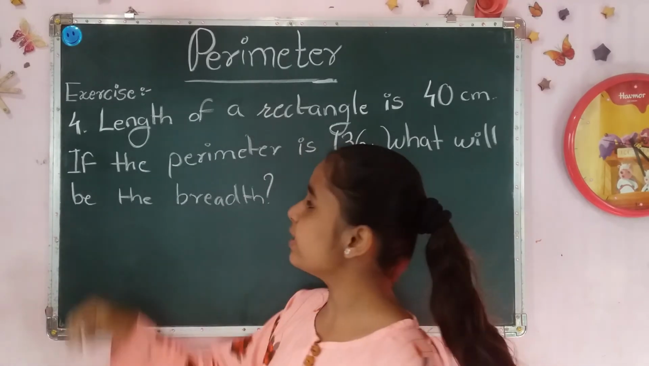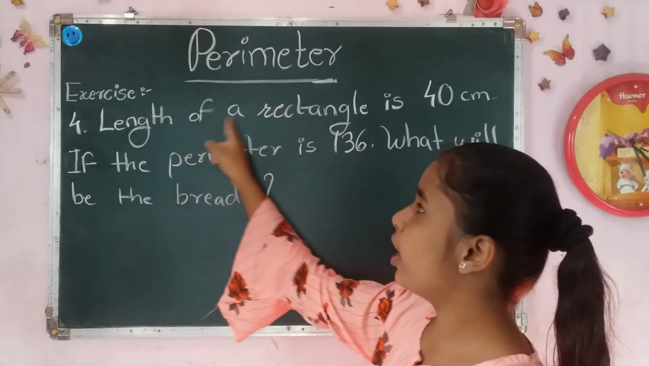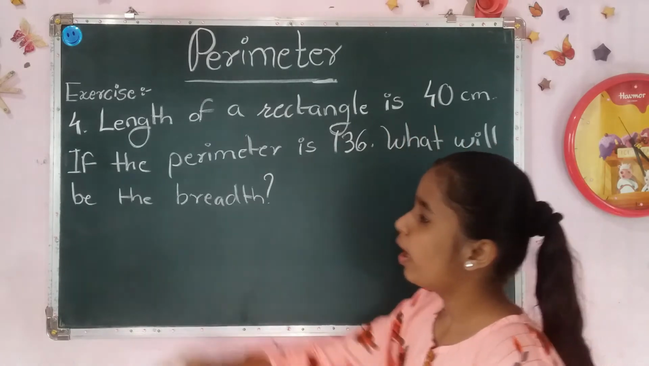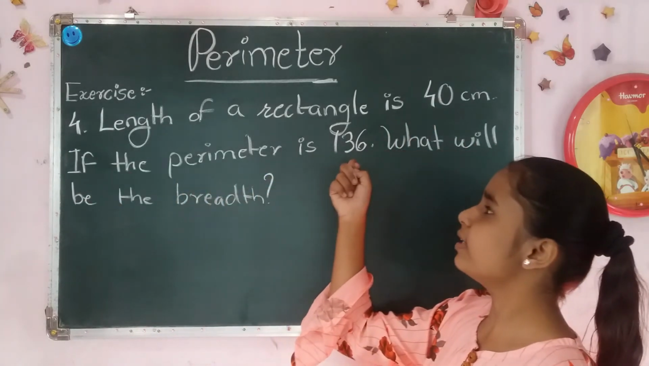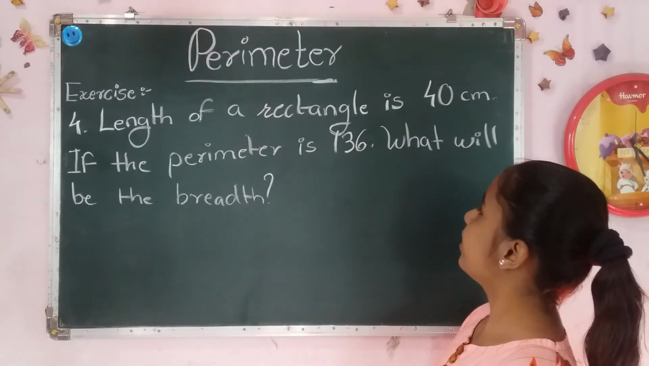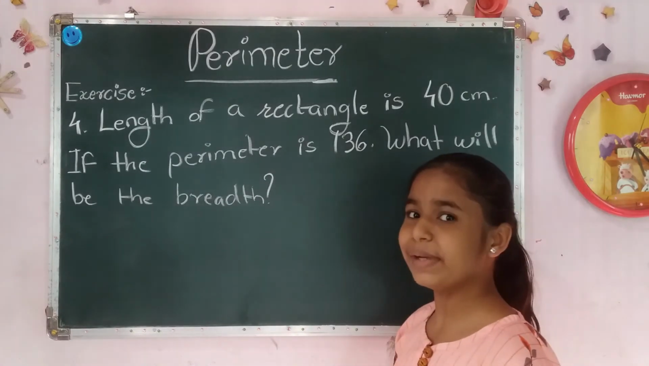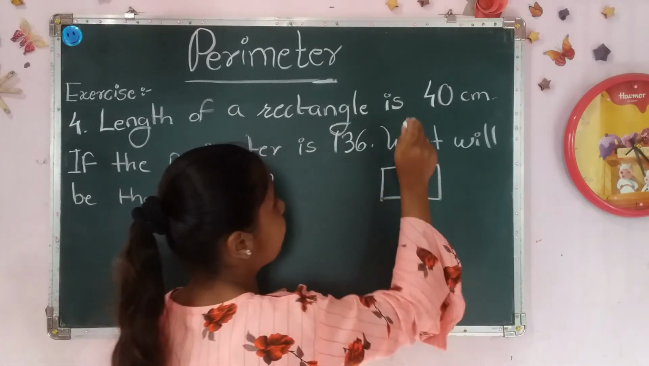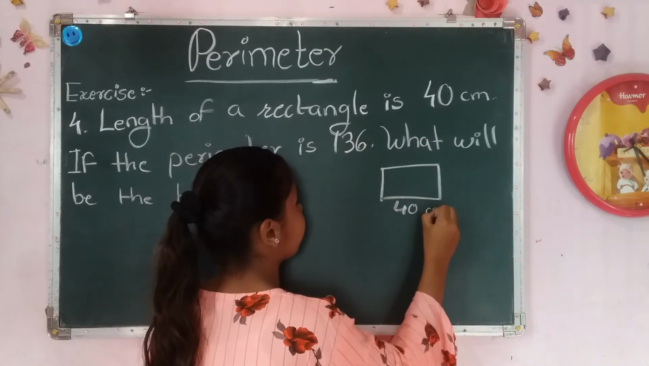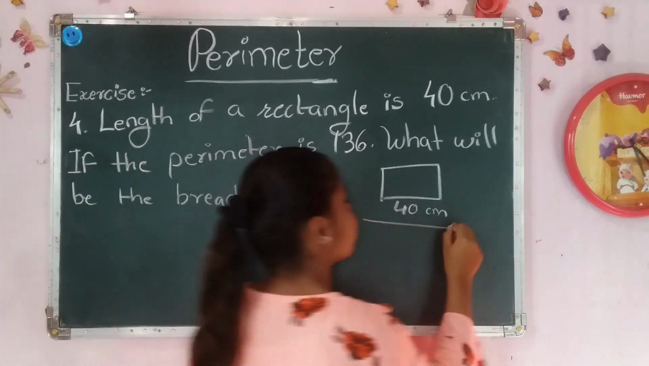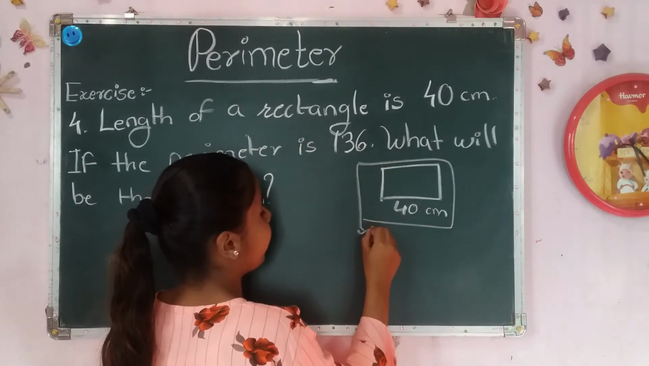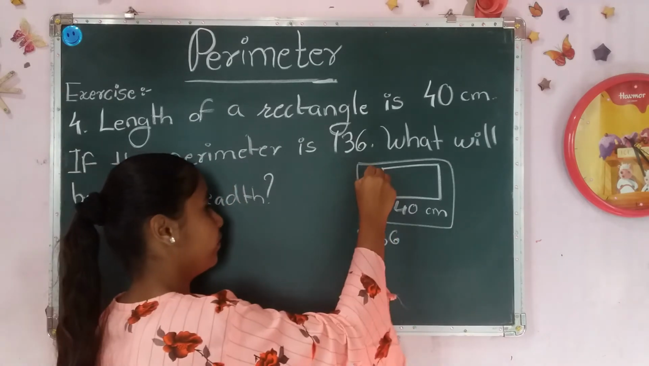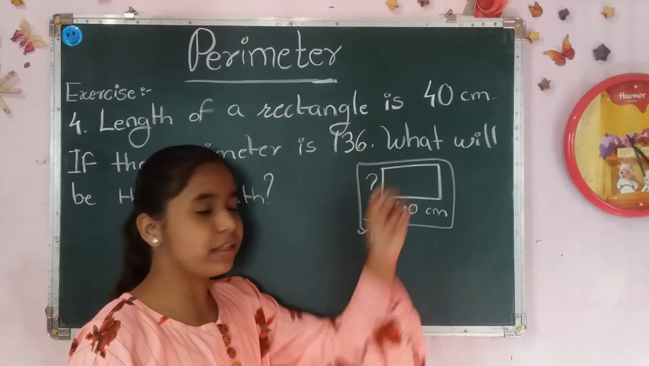So our next question is number four. The length of a rectangle is 40 centimeter. If the perimeter of the rectangle is 136 centimeter, what will be the breadth? Somewhat confusing. So here we are given a rectangle with a length of 40 centimeter. The perimeter of this rectangle is 136 centimeter. So we have to find the breadth of the rectangle.